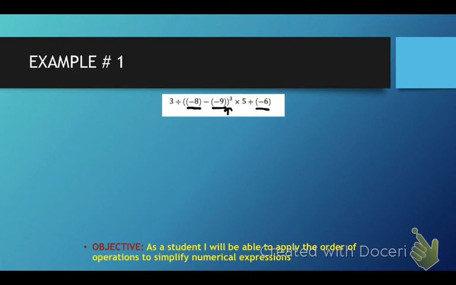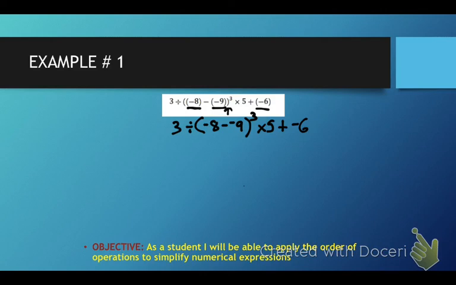And the first thing I'm going to do is 3 divided by, and then that first parentheses is important, okay, because that means we actually have stuff inside. -8 minus a -9, close the parentheses, cubed, times 5 plus a -6. So that's really what ours shows us.